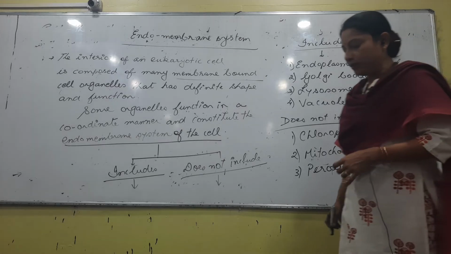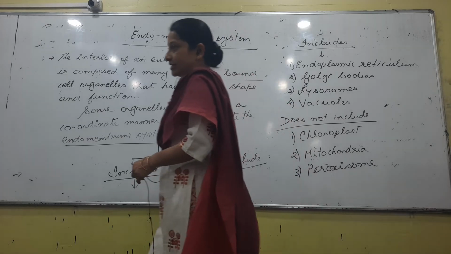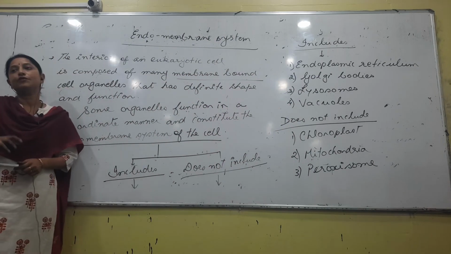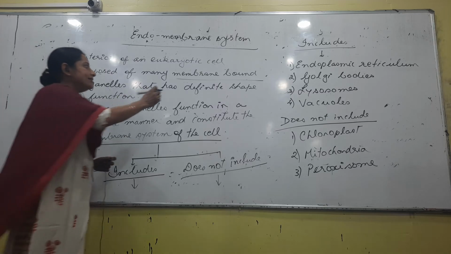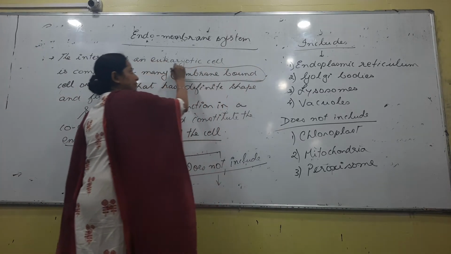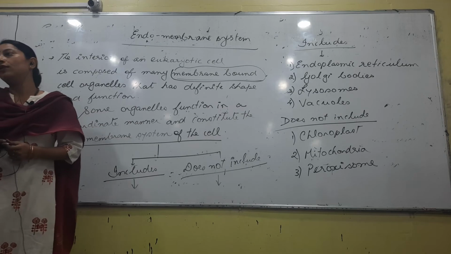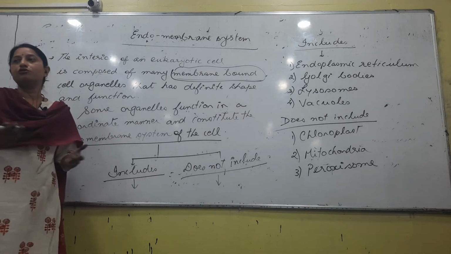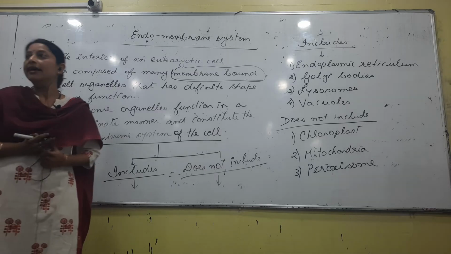So the question is, in the endomembrane system, what is present and what is absent, right? Whenever we talk about the endomembrane system, we are concerned with certain types of organelles. Which organelles? Membrane bound organelles. We are not talking about the non-membranous organelles. So obviously ribosomes are not a part of the endomembrane system, right?